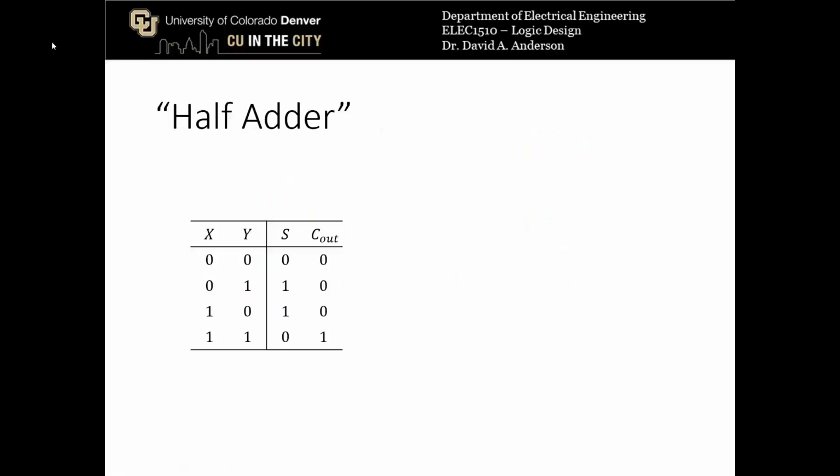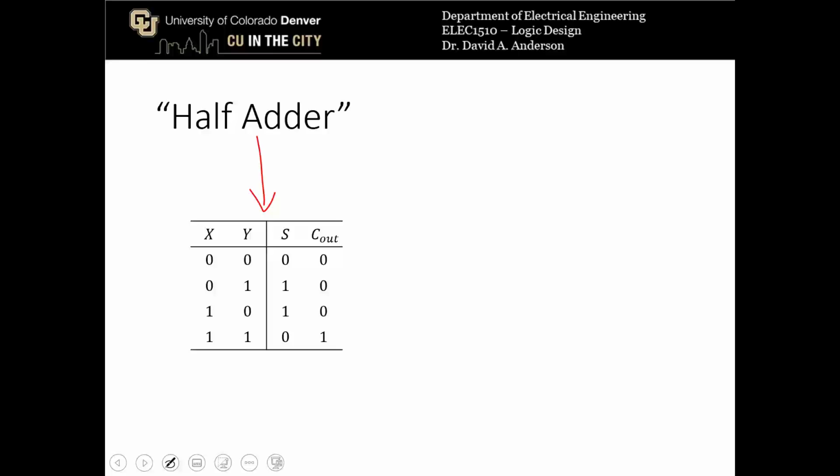So this block that takes 2 bit inputs, X and Y, and has 2 outputs, S and carry out, is called a half adder and has a truth table that looks like this. When X and Y are both 0, the sum is 0 and the carry out is 0. When X and Y have a single 1 in the inputs, the sum is 1 and the carry out is 0. When X and Y are both 1, the sum is 0 and the carry out is 1.